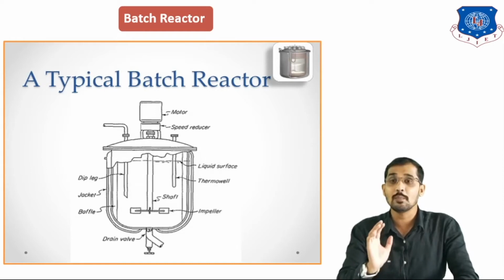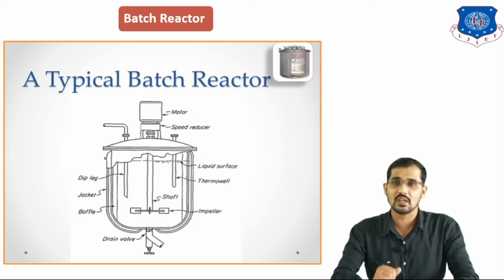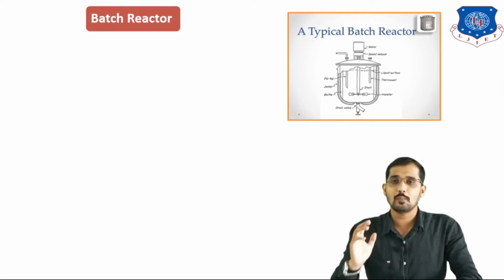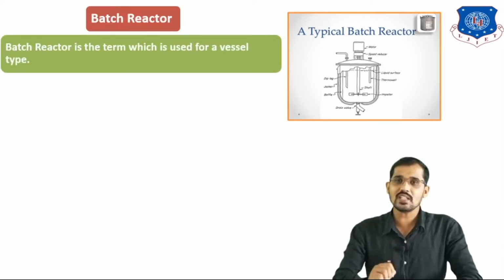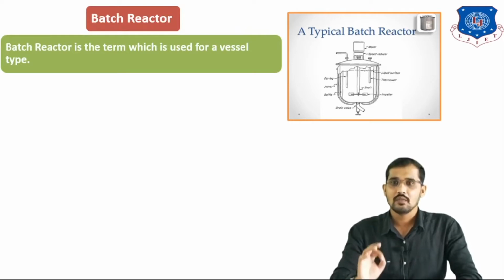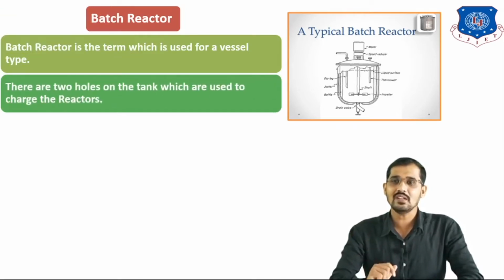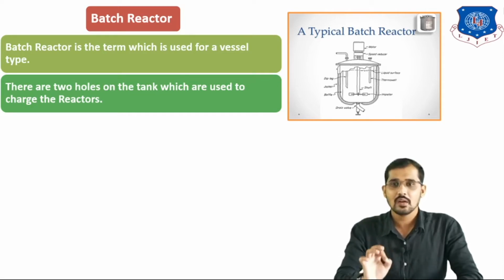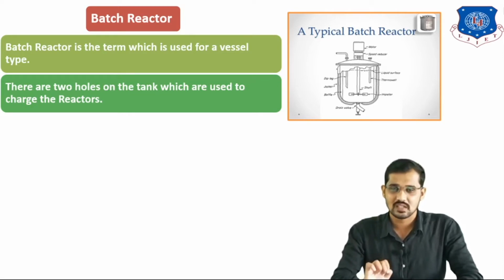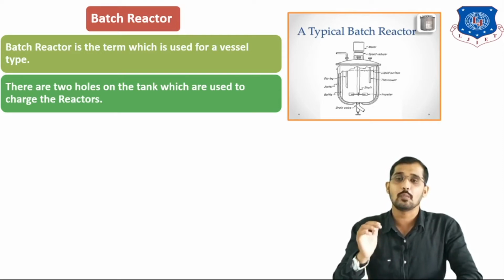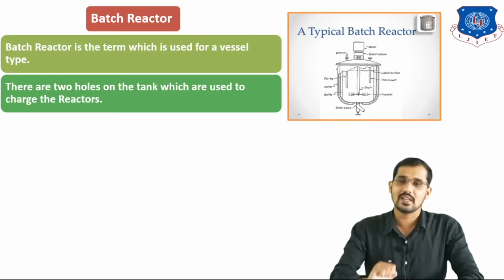Now we will see some important points related to this batch reactor in the next slide. This is the figure for the batch reactor. Now we will see some important points of the batch reactor. So the first point is that batch reactor is the term which is used for a vessel type. I told you a batch reactor is nothing but one type of vessel which is having two holes on the top section. So you can see the second point, there are two holes on the tank which are used to charge the reactors. I told you there are two holes on the top section of the reactor from which we can provide the reactants to this reactor.